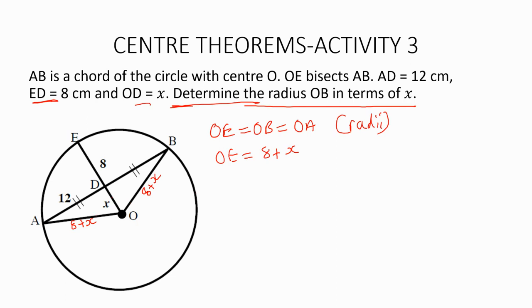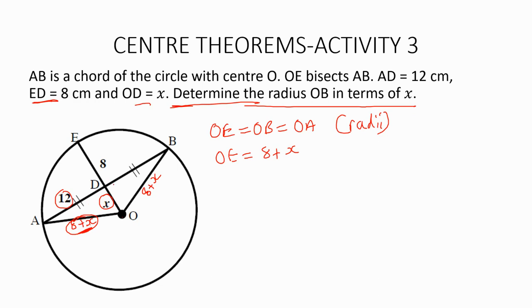Okay, you see that? So now, what can we do here? This is 8 plus x. But now we can find OA in terms of 12 and x, and then equate it to this because they will be equal. OA is 8 plus x. But let's find OA using the Pythagoras theorem because there's something I forgot to mention.